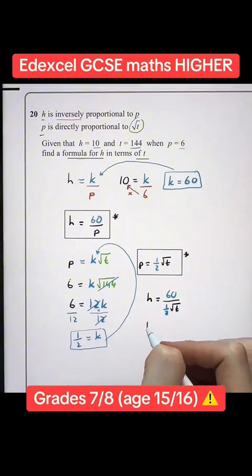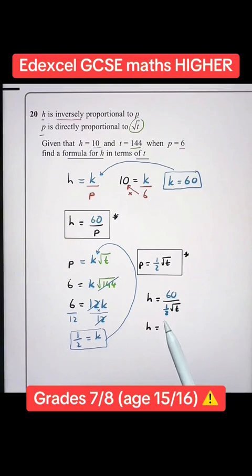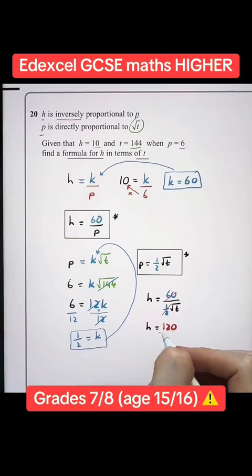Simplify my fraction, leaving the H alone on the left-hand side. I know that 60 divided by a half, when dividing by a half, you just double the numerator. So 60 divided by a half gives us 120. And on the bottom, it's still divided by root T.